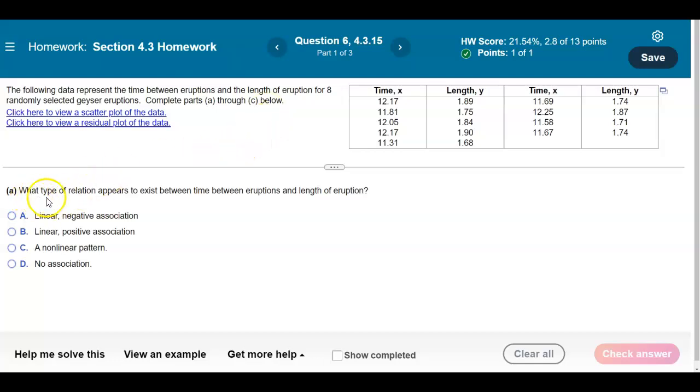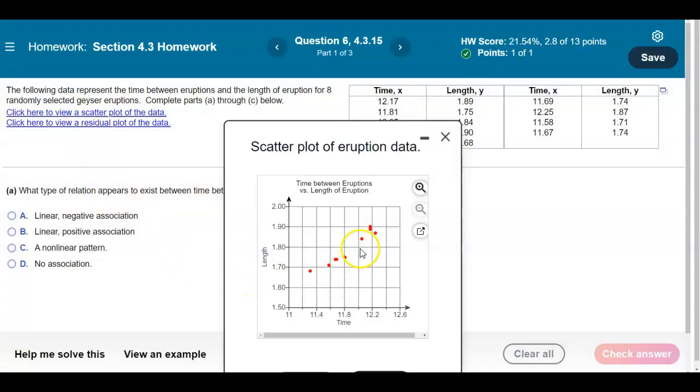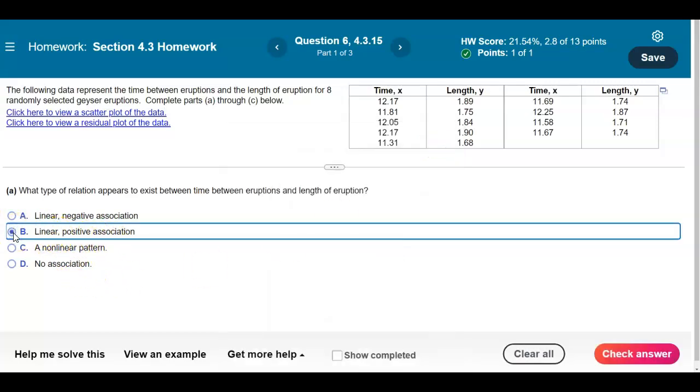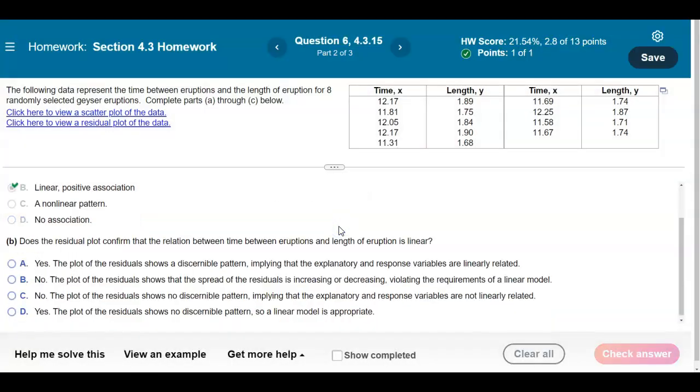Now, the first part says what type of relation appears to exist between time between eruptions and the length of eruptions. So we're going to click here to look at the scatter plot. If you take a look at this data, you can see it's all kind of close together. And then going from left to right, it is going up in a positive direction. And it looks like you can fit a nice line in between all of those points. So what we're going to say is it's going to be a linear and a positive situation, which is a positive association. So let's check our answer, and there is our result.